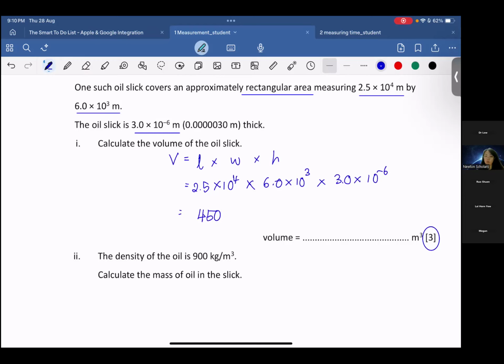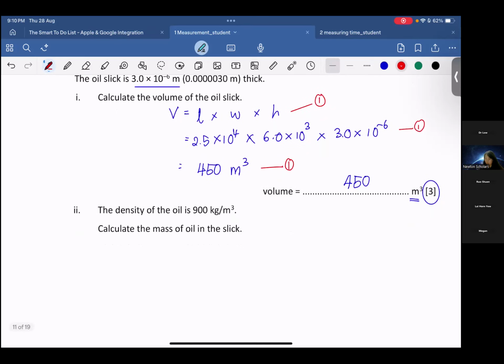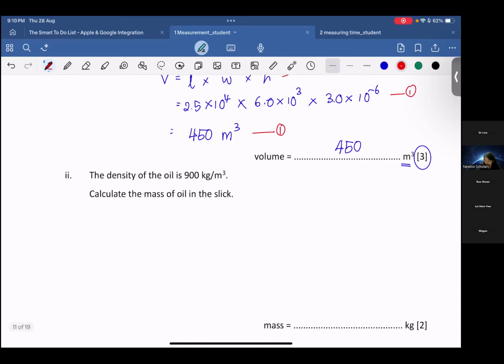What is the unit? Do not forget the unit. This is m cube. But here they already give you m cube, so it's okay. As long as your final answer is 450 m cube. 3 marks: if you didn't write the formula here, you will lose 1 mark. So 1 mark for formula, 1 mark for substitution, 1 mark for final answer with unit. Okay, the density for the oil is 900 kg per meter cube. Calculate the mass of oil in the slick. If it's 2 marks and you didn't write the formula, it doesn't matter.